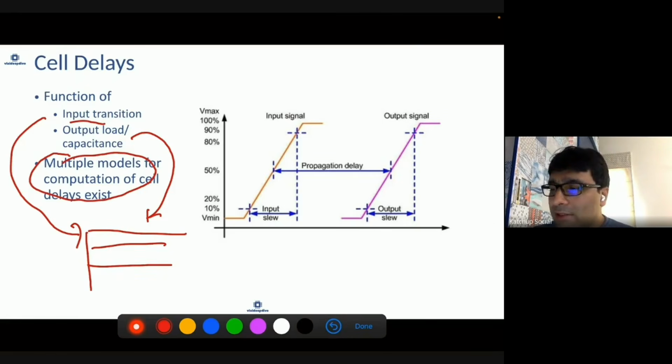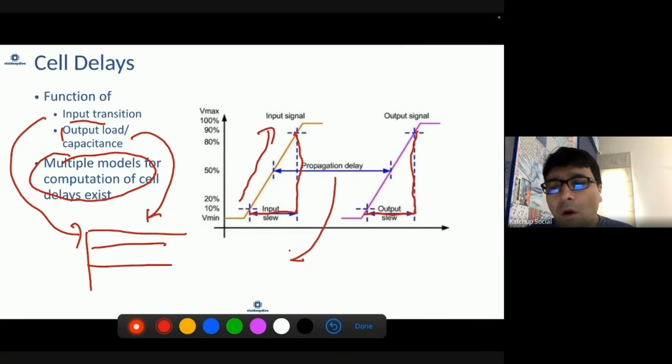And typically delay is measured from input side to the output side based upon slew: how much time it takes when input changes from 10% to 90%, how much time it takes for output to change from the 10% to the 90%, and that is known as the delay or the propagation delay of the cell. And it is a function of input transition and what is the output load or capacitance on that cell.